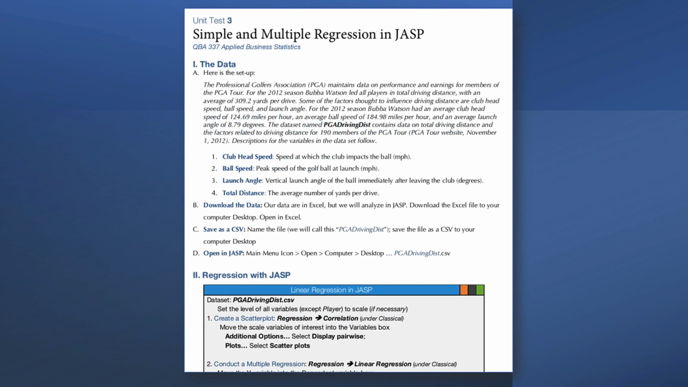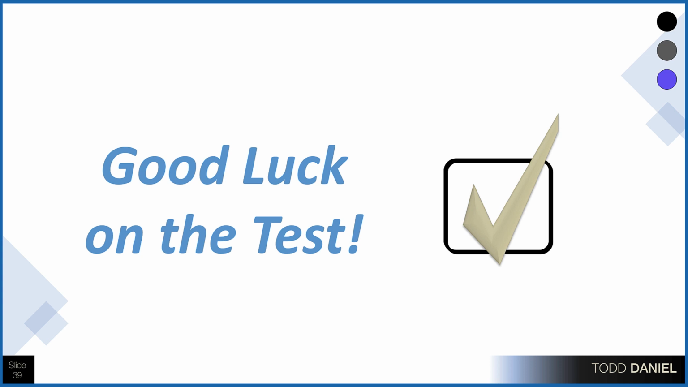This is an example of the simple and multiple regression in JASP worksheet that will explain the data, what each of the data variables mean, and how to work through the simple linear regression, multiple regression, and correlation that you will need for answering. I wish you the very best on the test.